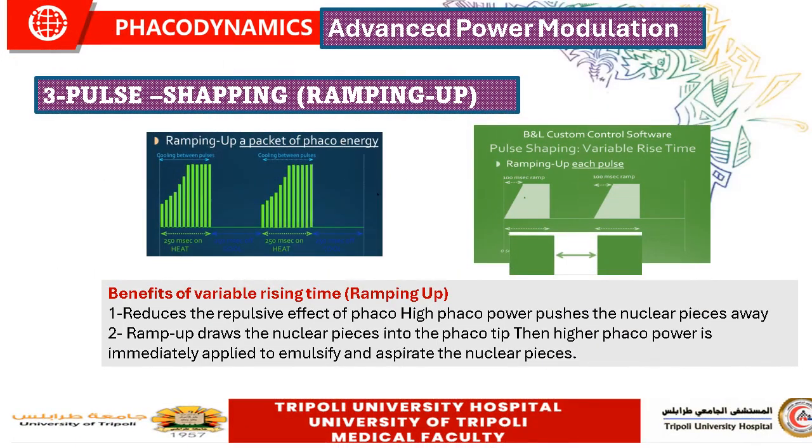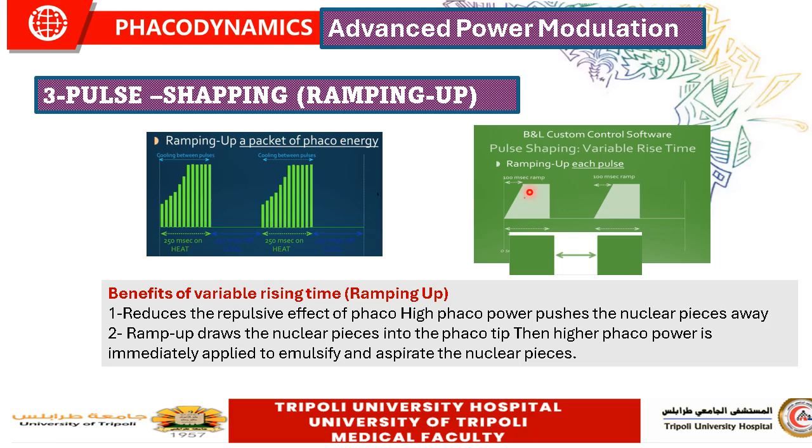The third type of advanced power modulation is known as shaping of the pulse, or ramping up. By ramping up or shaping of the pulse, we mean that we can adjust the rising time of the pulse. The traditional pulse will be like this: the full power of the pulse is given immediately, so the shape will be like this. However, by ramping up, we adjust the rising time, so the rise will be slow, like this, until it reaches the maximum energy of each pulse.